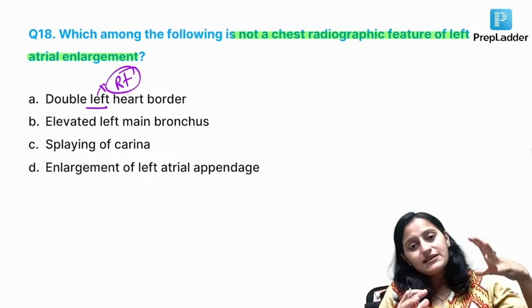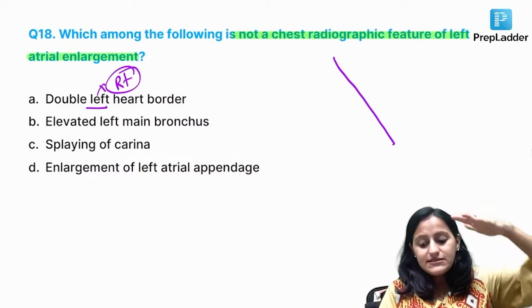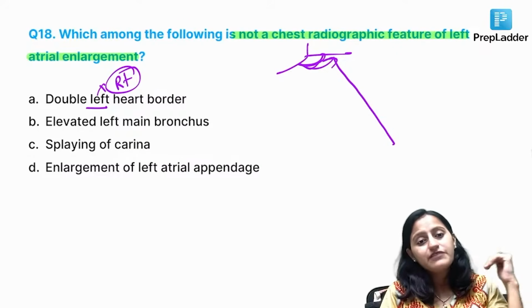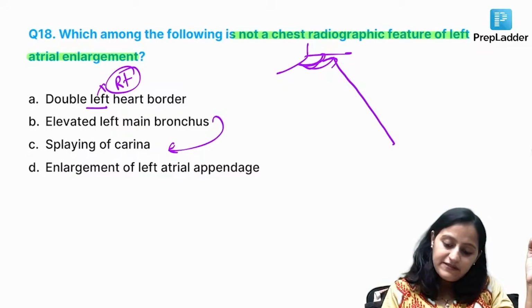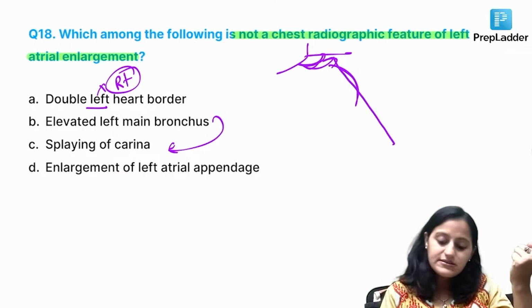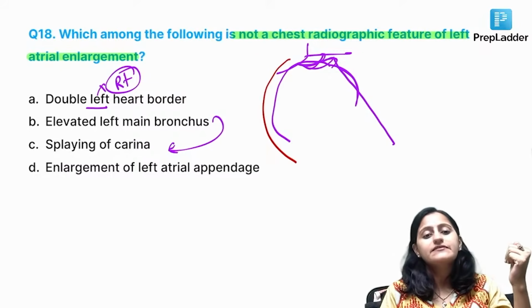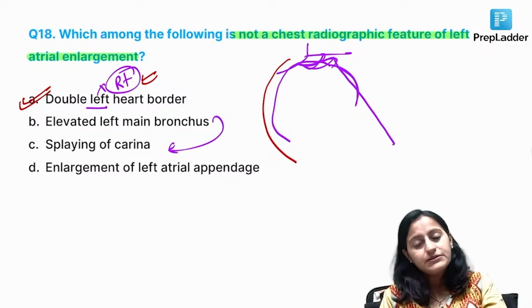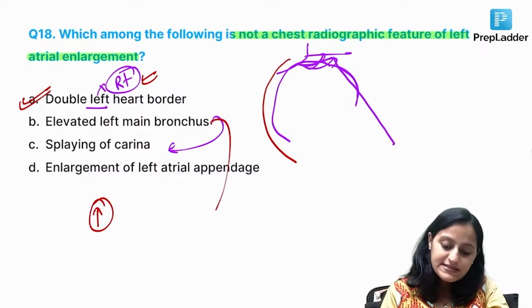When the left atrium enlarges, first comes the straightening of the left heart border. Then it causes the left bronchus to go up. So the carinal angle increases, elevation of left bronchus. That is what leads to splaying of carina, right? You have the enlargement of left atrial appendage, of course. And remember, now the atrium comes on the right side and it gives the double right heart border, not the double left heart border. Okay? The carinal angle increases because the left main bronchus is elevated.